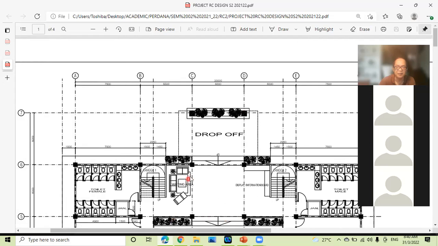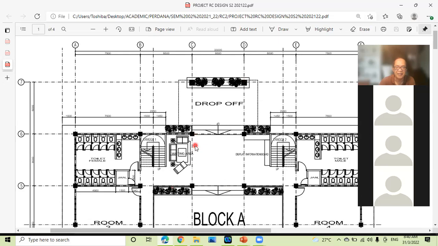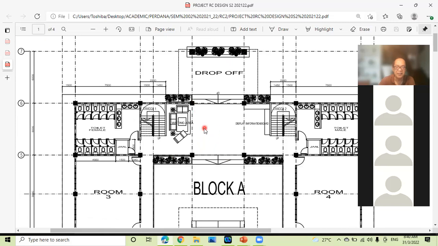Okay, so we can say that the building is very symmetrical about C and D. Between C and D it is symmetrical. Okay, so other architectural information that we can extract is that there is indication of staircases. If I'm not mistaken, there are 4 staircases.